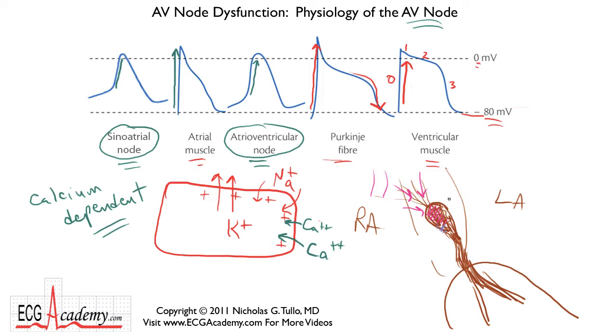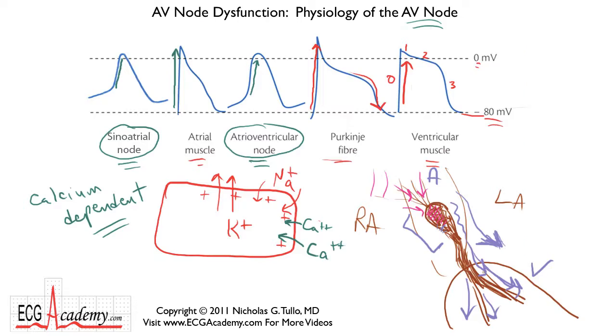The AV node, as I said, delays the signal for a split second, and then the signal rapidly emerges out the other end and goes down the His-Purkinje system into the ventricles. So how do we assess the state of the health of the AV node? From the outside, there's not much you can tell other than simply measuring how long it takes for the signal to go from the atrium to the ventricles. And that gives you a rough idea of the health of this AV nodal conduction system.